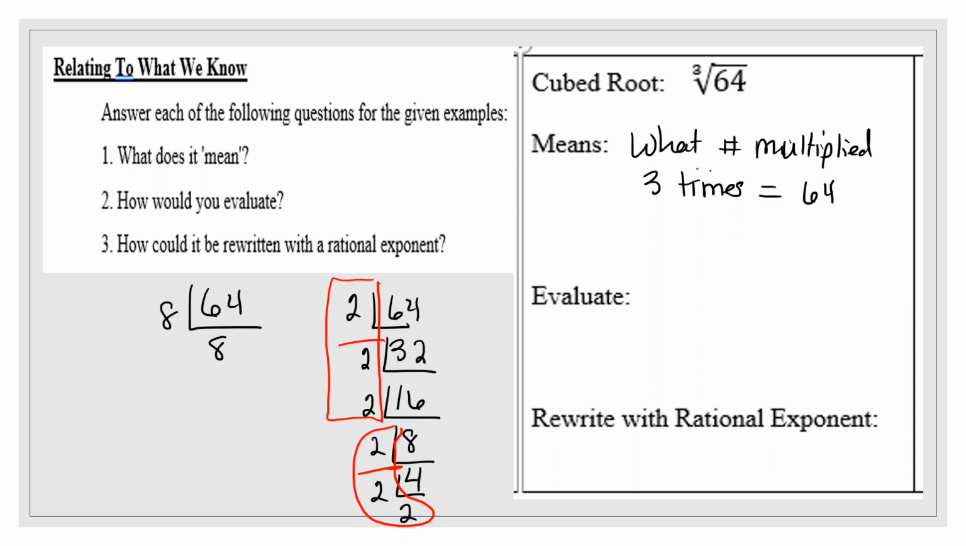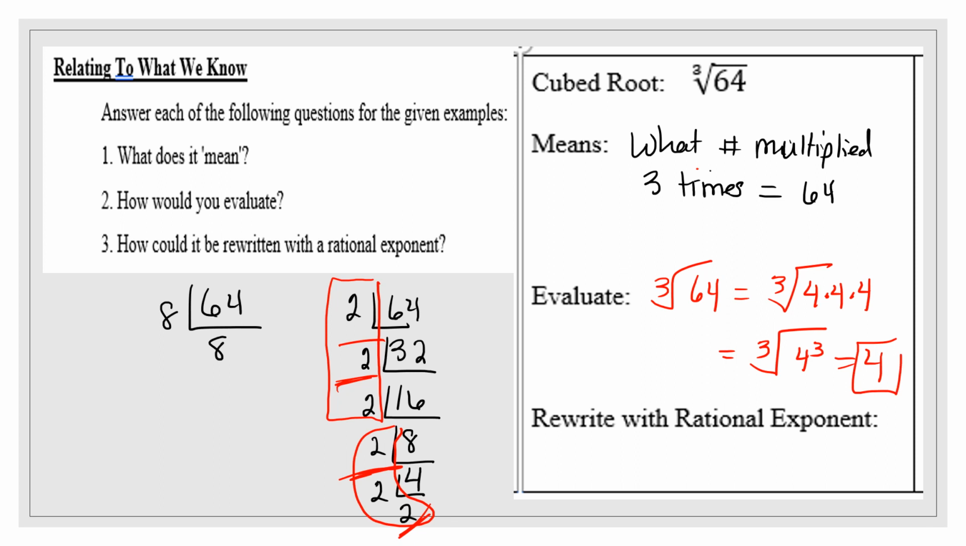Cool. So I've got 2 of those. That's awesome, which means that I can have the cubed root of 64 equaling the cubed root of, there's a group, there's a group, and there's a group. 4 multiplied by 4 multiplied by 4, or the cubed root of 4 cubed, which you would see would undo itself, just leaving me with 4. And if I want it as a rational exponent, the cubed root of 64 to the first power would be rewritten as 64 to the power of 1/3.